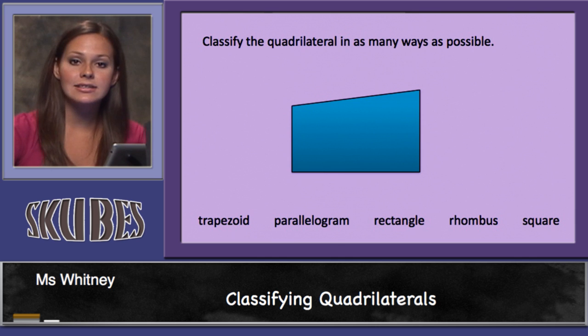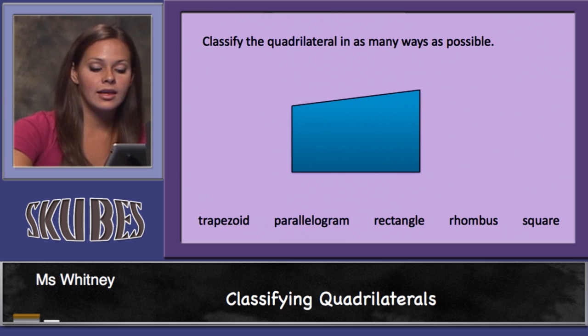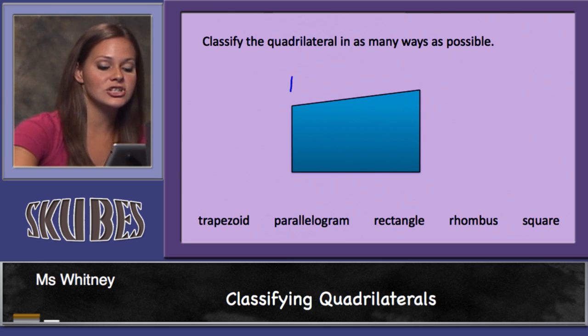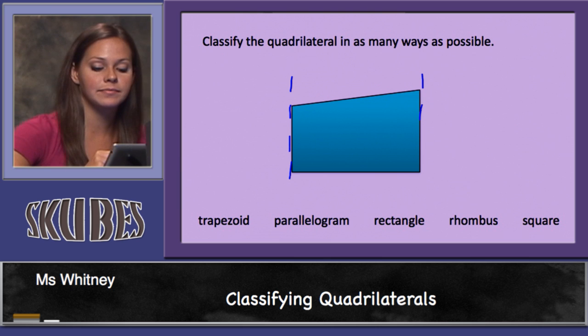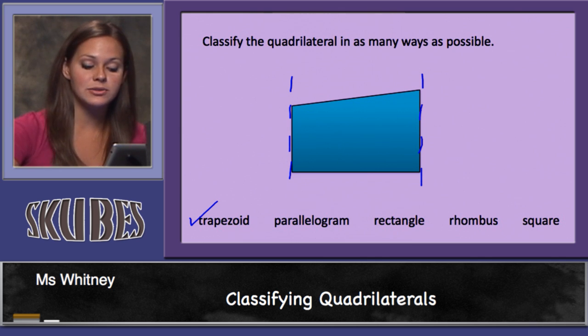Let's practice classifying the quadrilateral in as many ways as possible. Look at the first figure. I can see that this shape has 1 pair of parallel sides. Trapezoids have 1 pair of parallel sides, so this figure is a trapezoid.